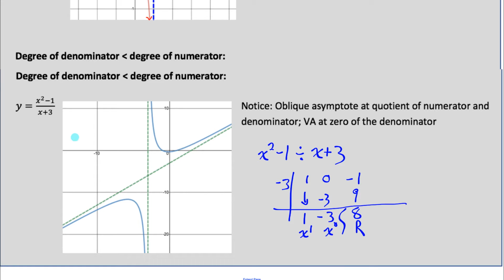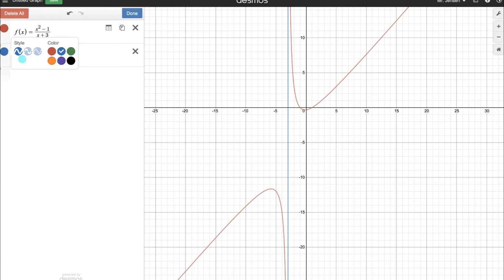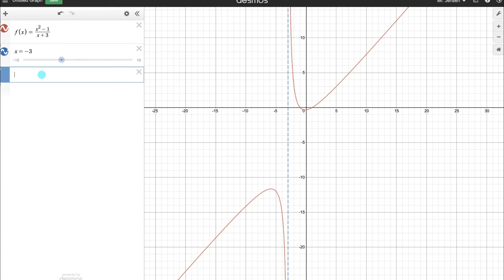Vertical asymptote, always the same rule, right? What x value would make the denominator be 0? That would be negative 3. That's why if I were to draw a vertical asymptote here, x equals negative 3, notice the function never touches that vertical asymptote. But because the numerator is higher degree than the denominator, there's no horizontal asymptote, there's a slant asymptote.